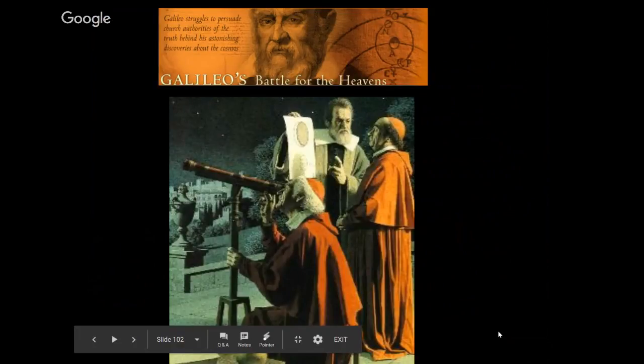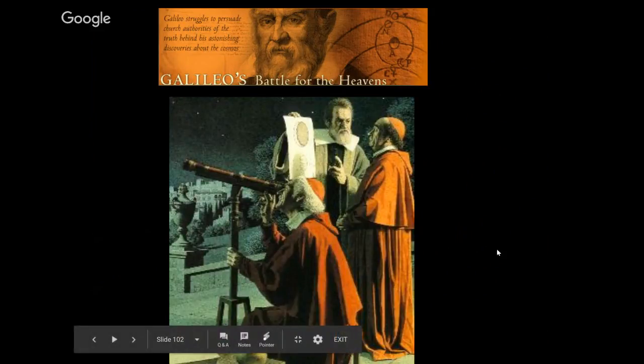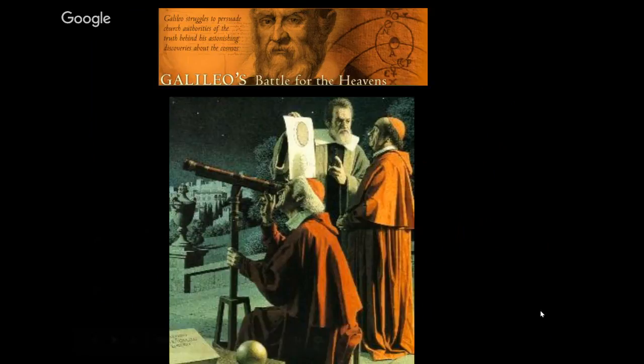Okay, this is a picture of Galileo, and Galileo made some important discoveries. He's the first guy that discovered the telescope. And you can see here, he's trying to convince the church, some of the clergymen in this picture, that the sun really is the center of the solar system, not the earth. And the church at that time thought it was the earth.